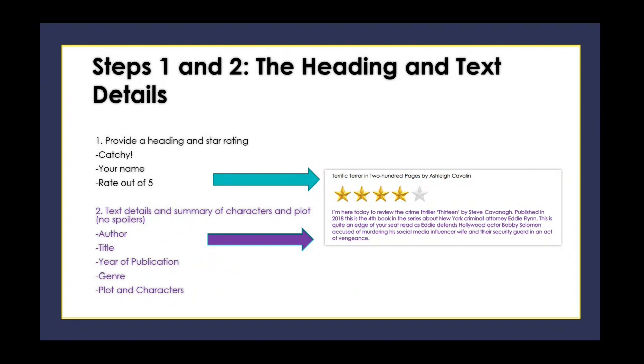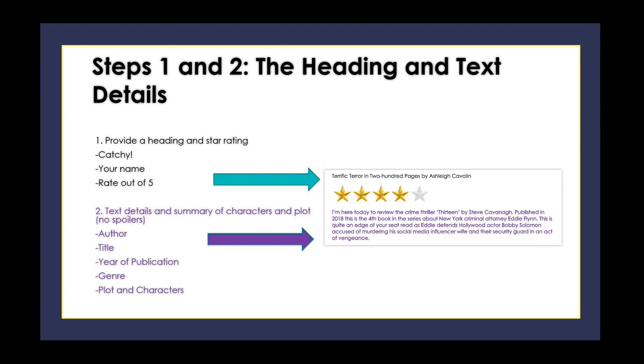You should start with some text details, a summary of the characters and the plot with no spoilers. You should include the author, the title, the year of publication, what genre this book is, the plot and the characters. Again, it needs to be short and succinct. Let's look at the model.